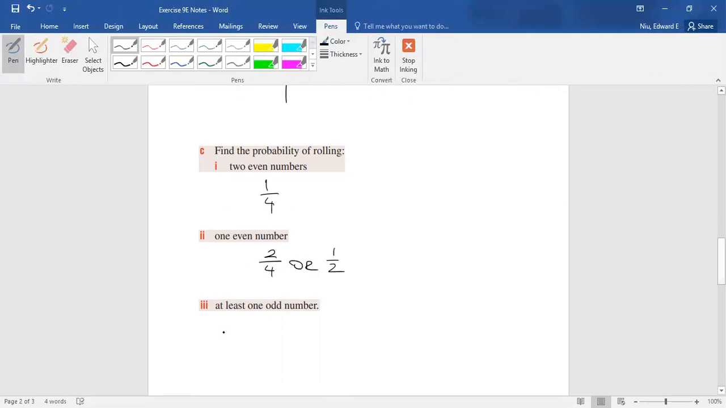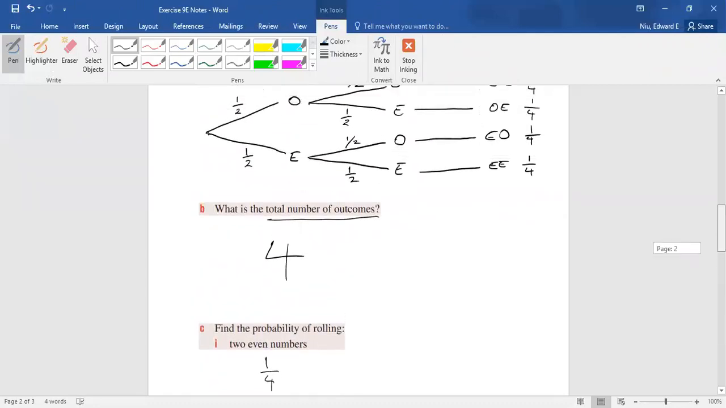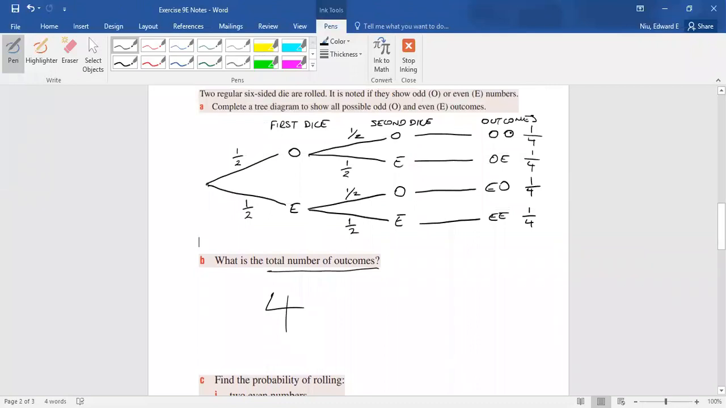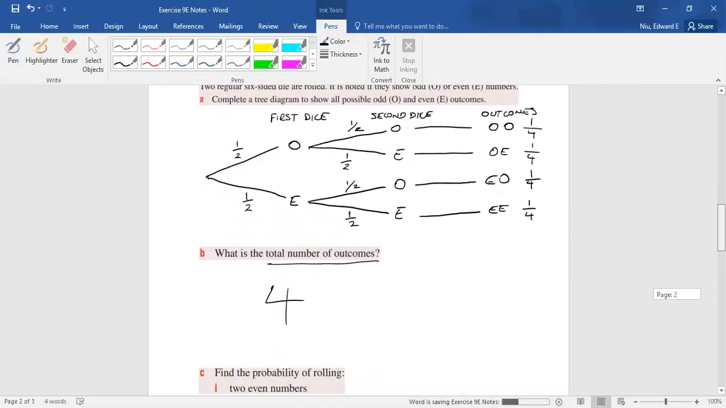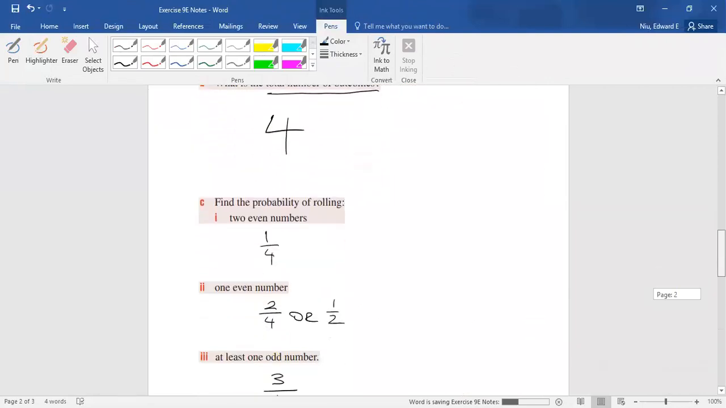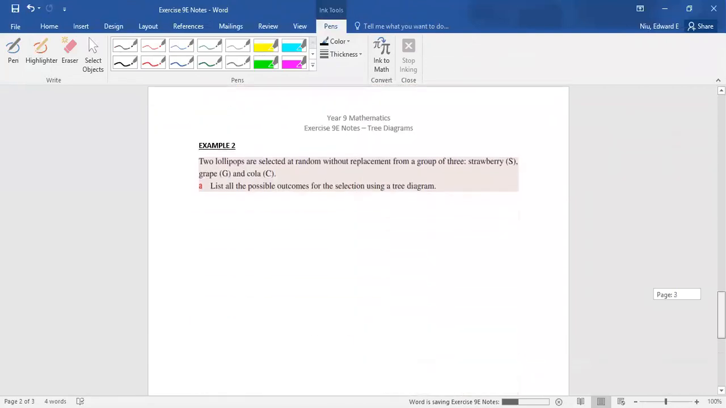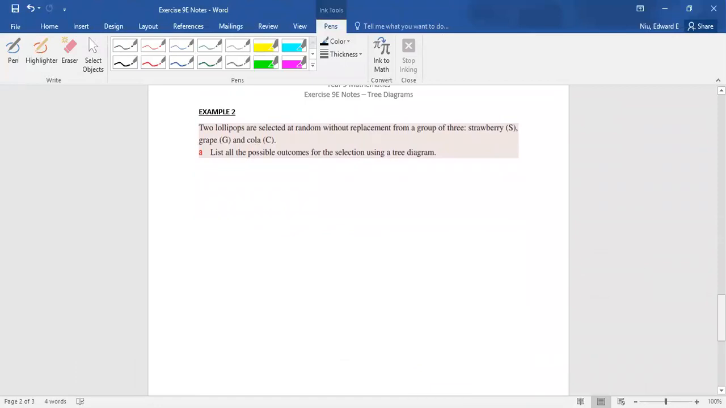And then at least one odd number. So which one of these outcomes have at least one odd number? Well, there's 1, there's 2, there's 3. So we've got 3 out of the 4 possible outcomes of getting at least one odd number. And there you have it. That's how you do a tree diagram and interpret the likelihood of each outcome. The second one, we take a look at creating a tree diagram without replacement.